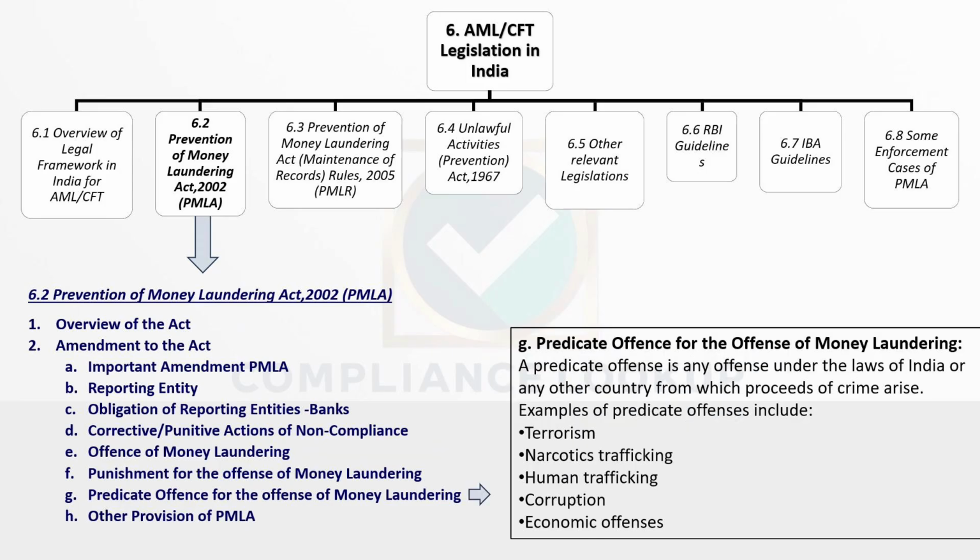G. Predicate offense for the offense of money laundering. A predicate offense refers to any crime that generates proceeds which are then laundered. Common predicate offenses under PMLA include terrorism, funds used to finance terrorist activities, narcotics trafficking, money generated from drug sales, human trafficking, proceeds from the illegal trade of humans, and corruption, funds generated through bribery or embezzlement. Example: an individual involved in drug trafficking who launders the proceeds through real estate is guilty of money laundering, with drug trafficking being the predicate offense.